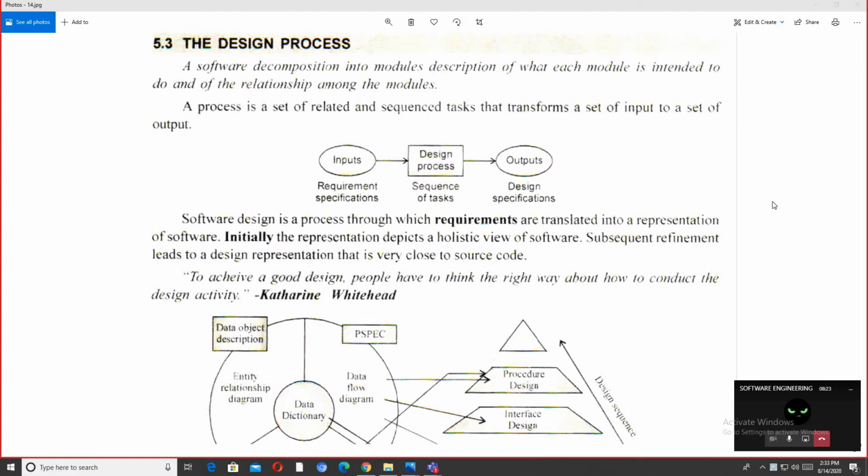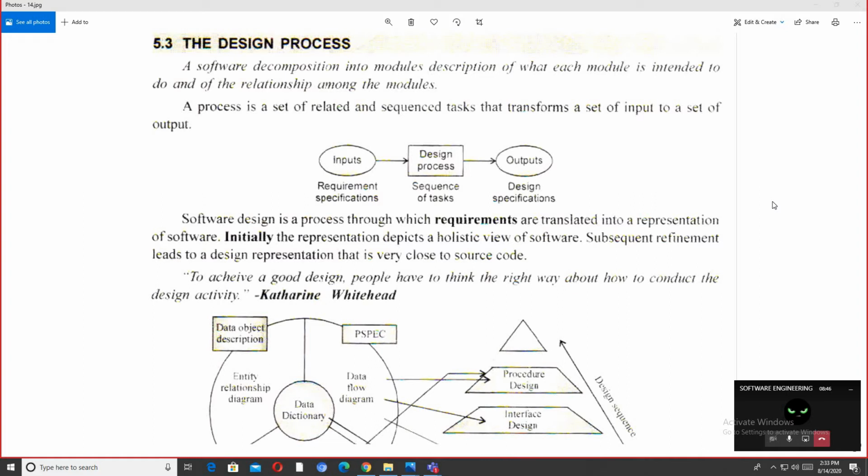So a process is a set of related and sequence tasks that transform a set of input to a set of output. So it is very clear what the definition of a process is. A process is a set of related and sequence tasks that transforms a set of input to a set of output. So this is very clearly understandable. Now let us see in the diagram.